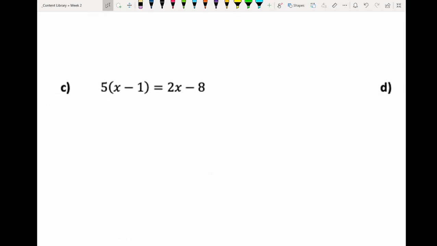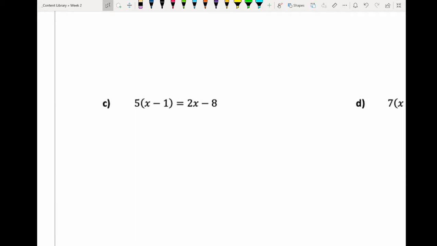In example C, again, I have my brackets, which I want to get rid of, and then I want to start solving my equation. So to get rid of the brackets, the 5 has to be multiplied to everything on the inside. 5 times x is 5x. 5 times negative 1 is negative 5. And then everything on the right side just stays the way it is because there's no brackets and there's nothing I can do to simplify.